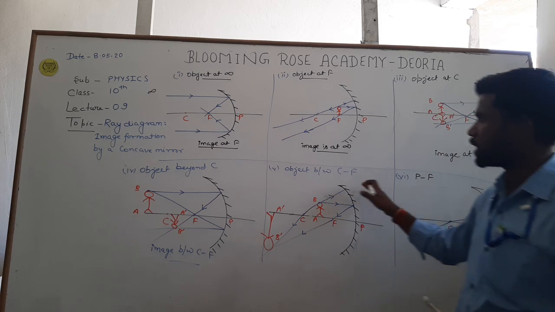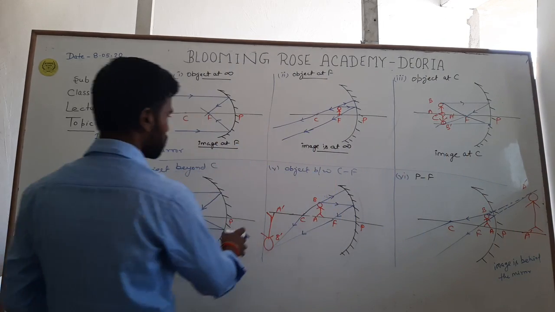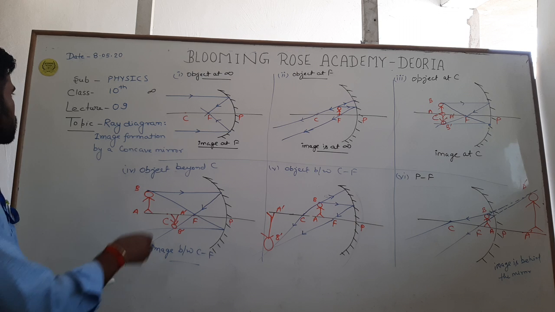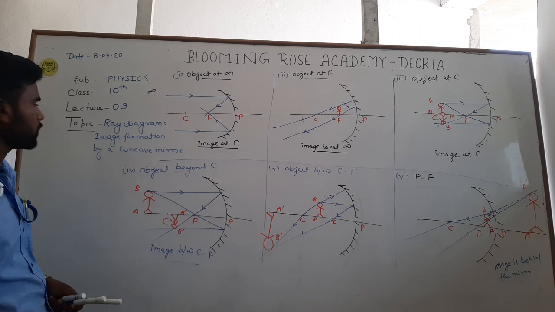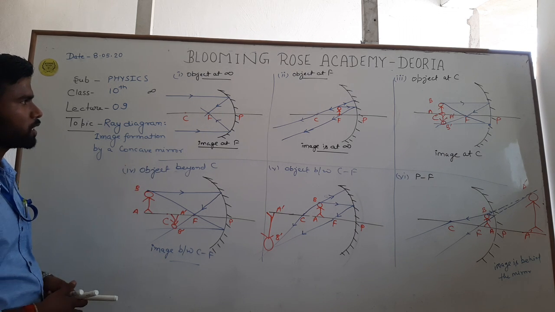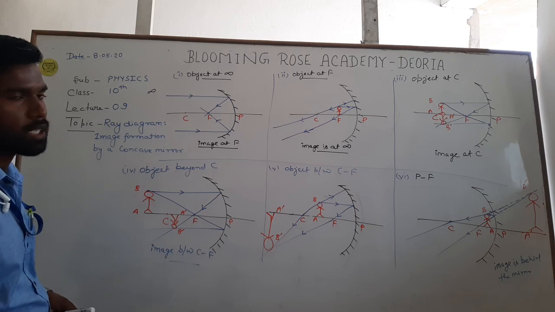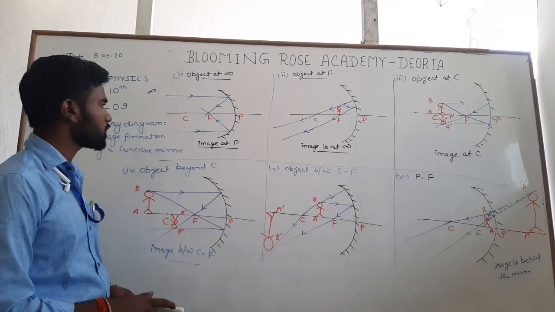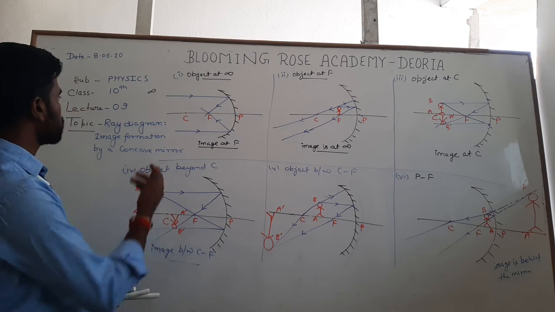So everywhere we have written mirror, this type of mirror is called a concave mirror. So today we have discussed the ray diagram of image formation by a concave mirror. In the next session we will discuss the image formation by a convex mirror and also the uses of the concave mirror.